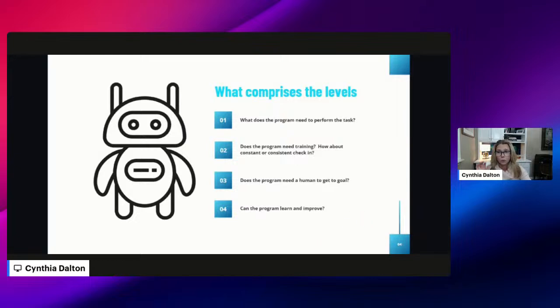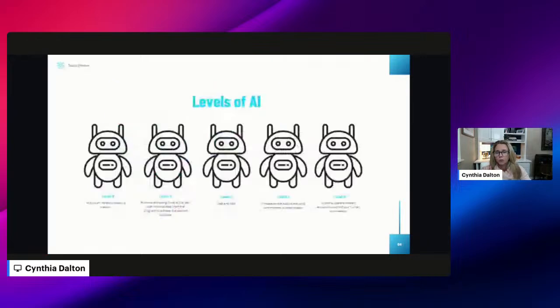Can the program learn and improve? That's where the fun happens, right? And the fun and the fear. But we're not going to get into the fun and the fear today. We're just going to talk about the levels of AI, which is what you need to understand in order to have a semi-intelligent conversation around this stuff and understand what's happening in specifically January of 2025.